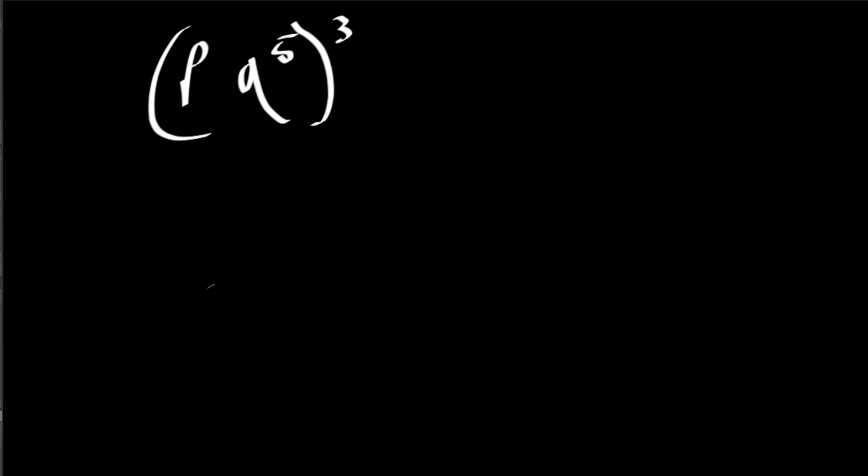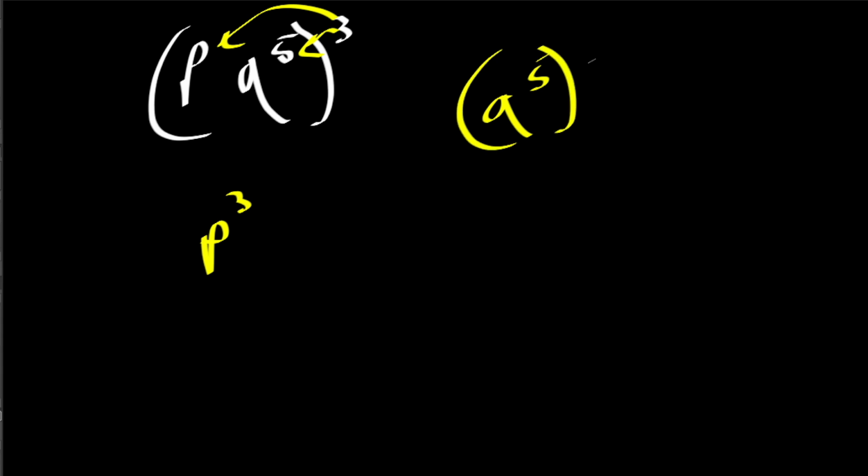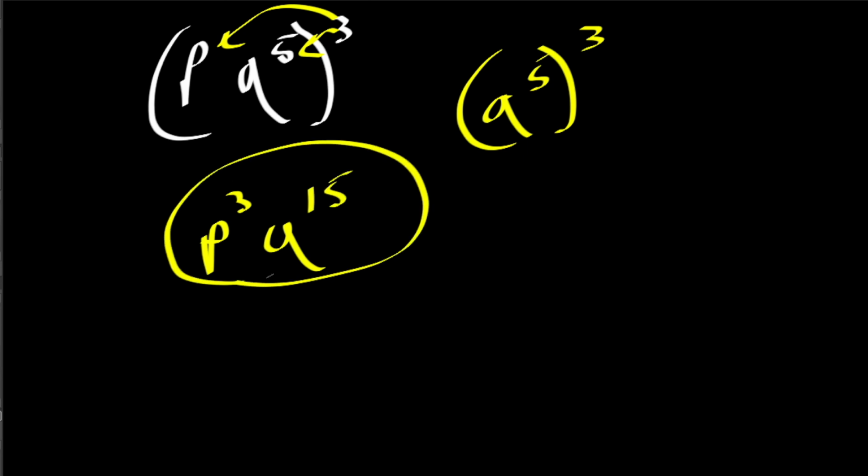So how about let's say (pq to the 5th) all to the 3rd power. Now once again, if you have multiple variables and it's all raised to this power of 3, all the variables get that power of 3 if they're multiplied. And the p and q are multiplied together because they're right beside each other. So now this 3 is going to go to this p, which makes p to the 3rd. And then q is going to also get this exponent 3, but it's q to the 5th. So we're going to multiply the 5 and 3 to get q to the 15th. And that would be our answer.